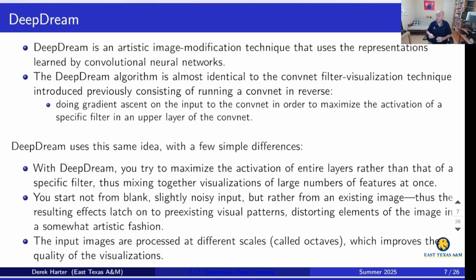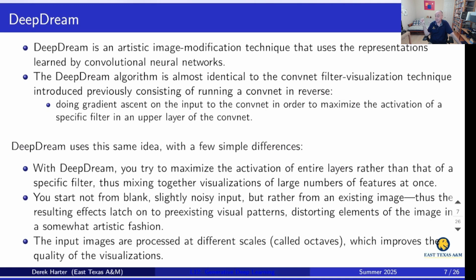It's almost identical to the filter visualization technique that we looked at, which consisted of running a convolutional network in reverse and doing gradient ascent on the input in order to maximize the activation of a specific filter in the upper layer of the convnet. In this example, we're going to be using a pre-trained convolutional network, like we did in those previous examples, that was trained on ImageNet. The difference is, it's the same idea.